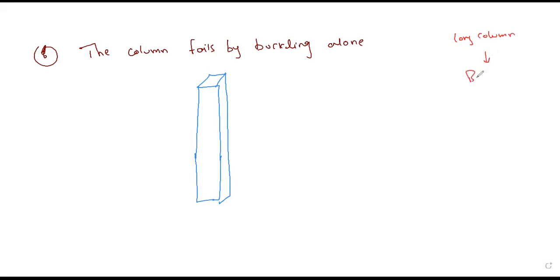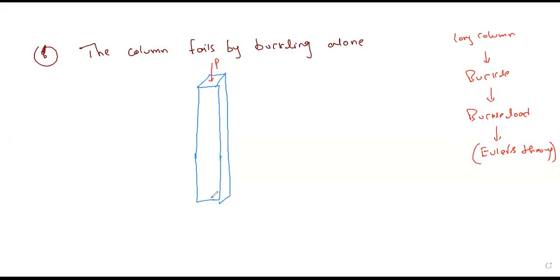will buckle, so the buckling load should be calculated based on Euler's theory. Euler's theory relates only to long columns, which will undergo buckling. Here the assumption I am stating is that the column fails by buckling alone. What do you mean by this?